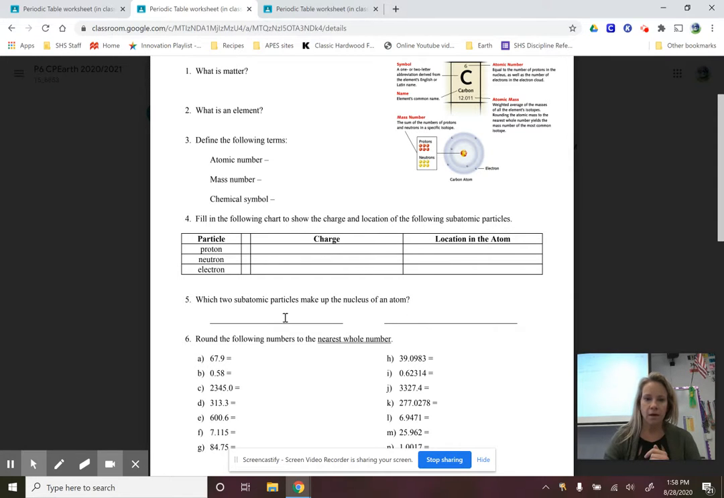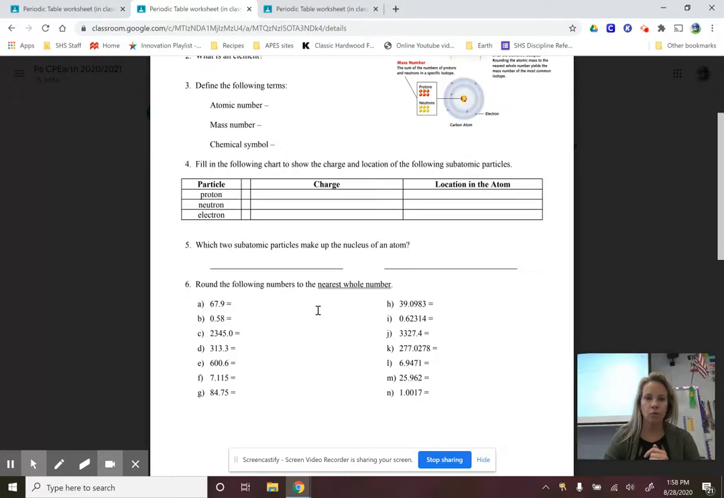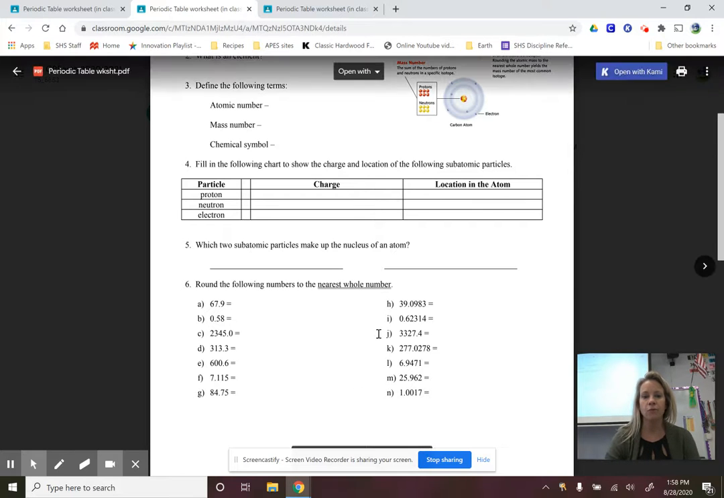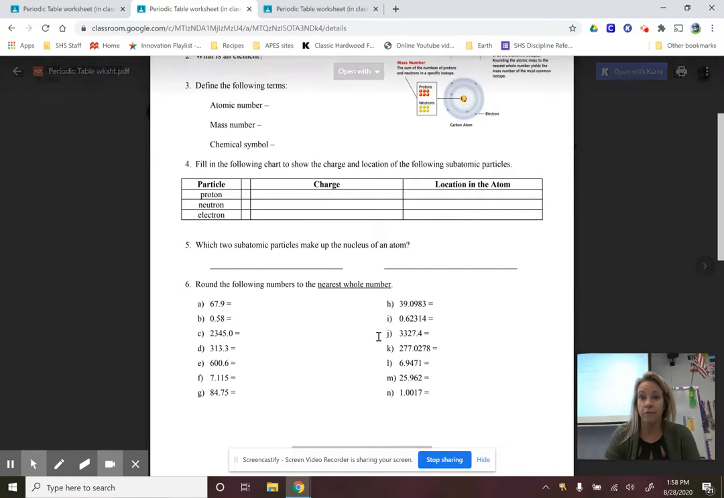And then number 5, which 2 are in the nucleus? There are only 2 out of the 3 that are listed here that are in the nucleus. Number 6, you're rounding the numbers, so that's simply a review of math.